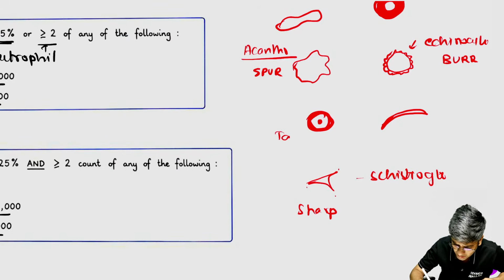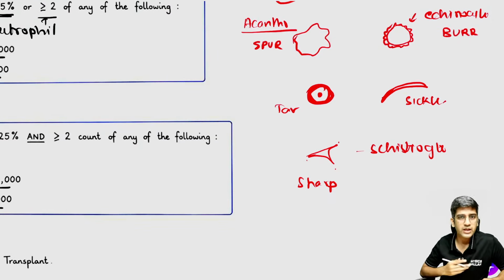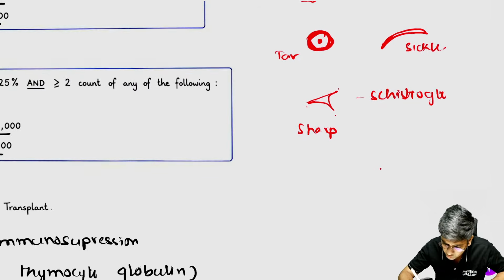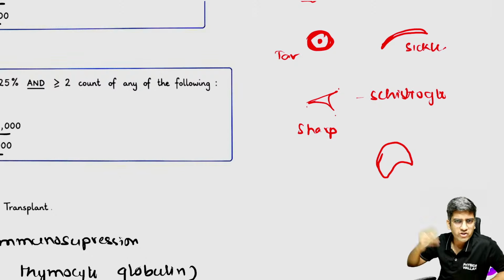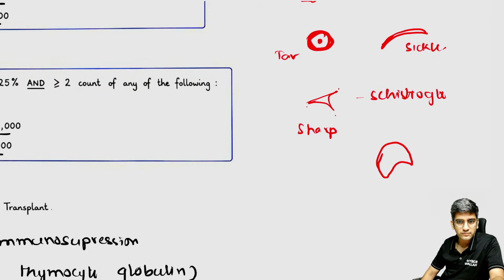This is target cell or codocyte. This is drepanocyte or sickle-shaped RBC. Fine? Okay? Perfect. We have 2 RBCs which will look like this. Can anyone tell me what will you name this RBC? This one. Hope your answer is sorted.